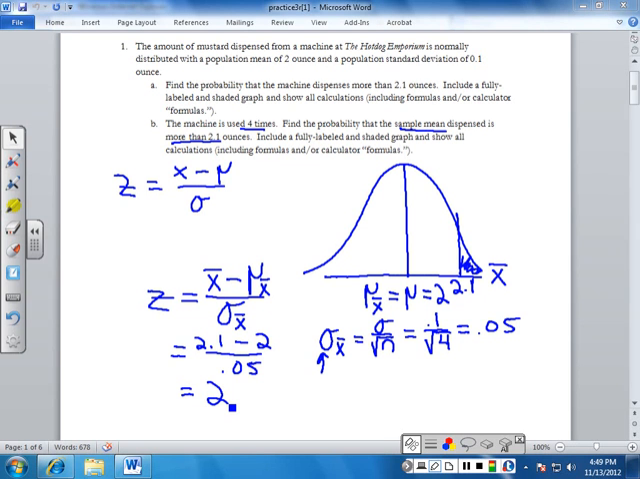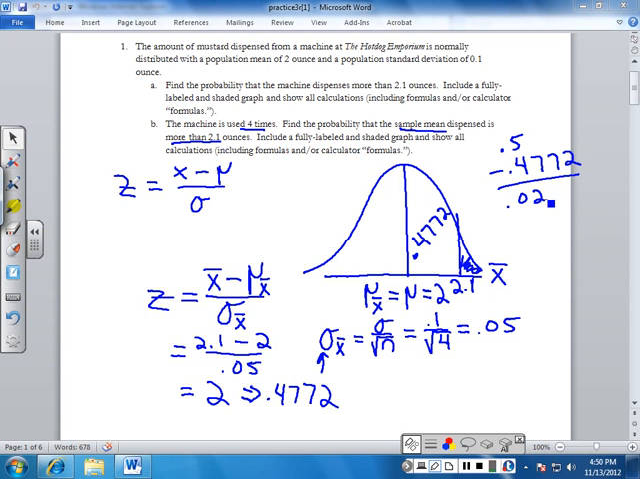And if you look up for 2.00 on your Z table, you're going to find 0.4772. And again, that's this area here, 0.4772. So the area in the tail then will be 0.5 minus 0.4772, which is 0.0228.